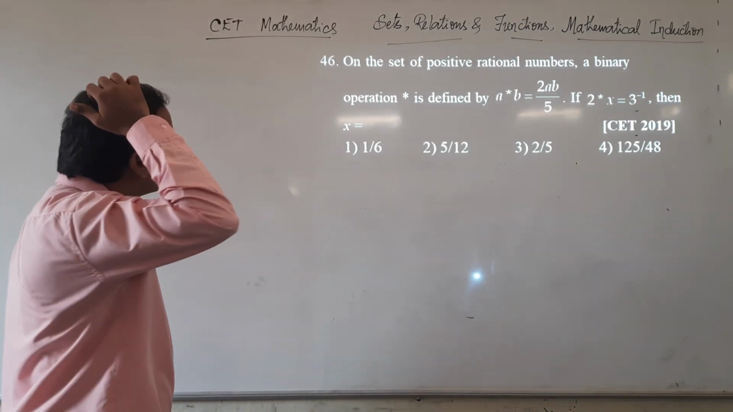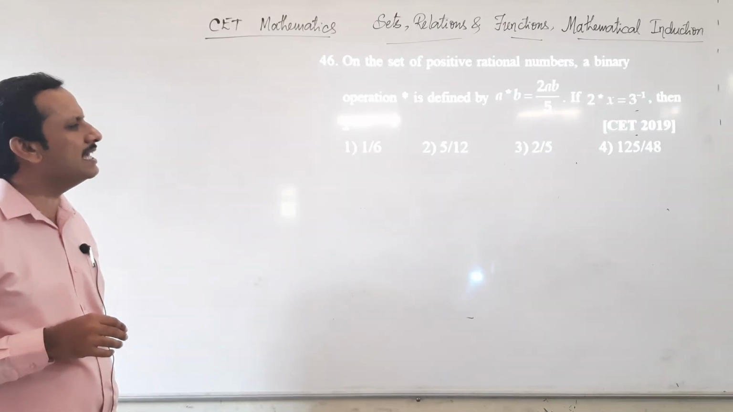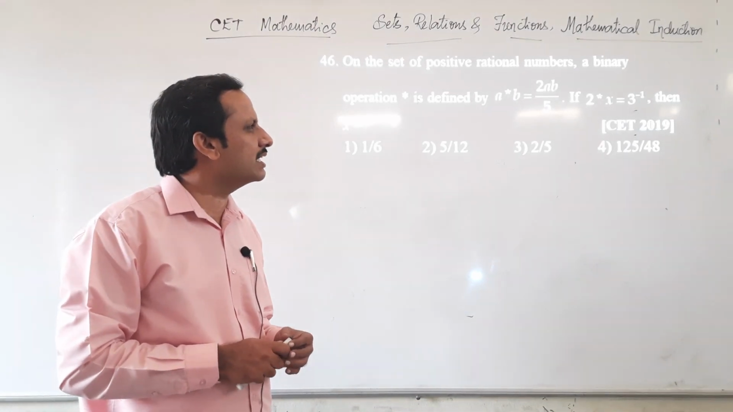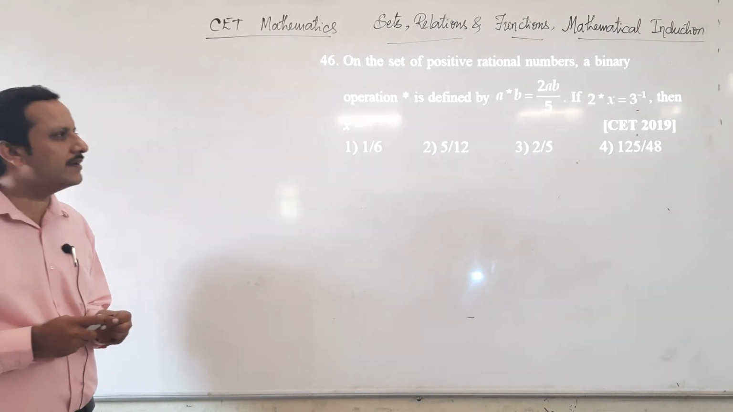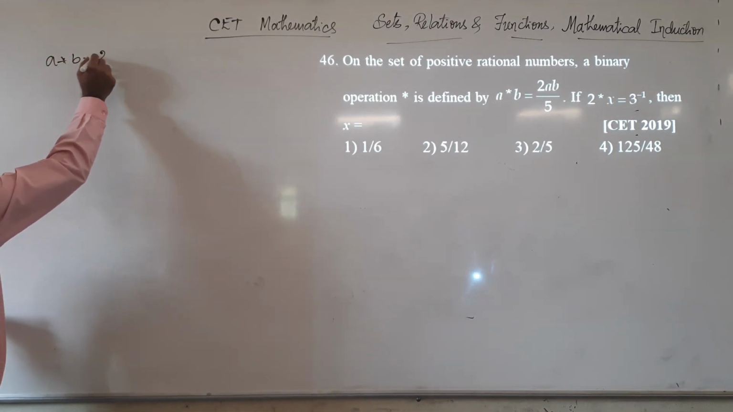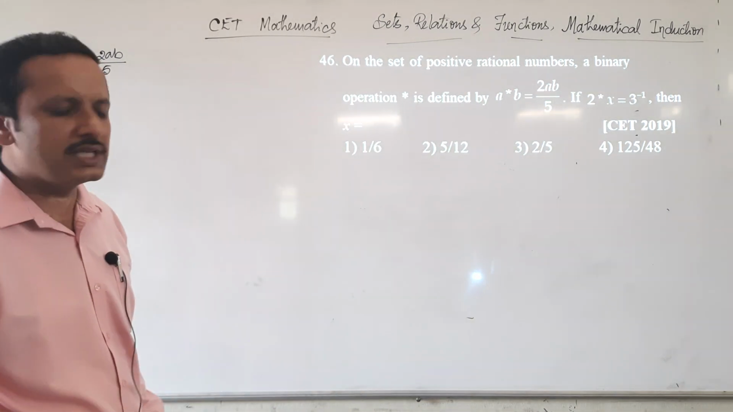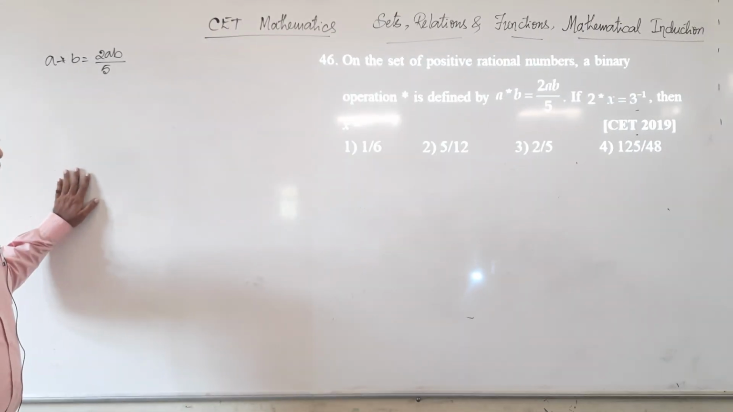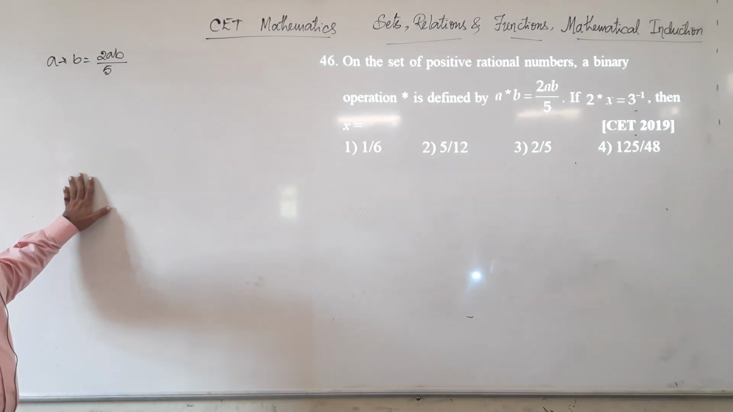Next, on the set of positive rational numbers, a binary operation is defined by a star b is equal to 2ab by 5. If 2 star x is equal to 3 inverse, then x is equal to what? So there we have 3 inverse. A star b is equal to 2ab by 5, and 2 star x is equal to 3 inverse. 3 inverse we have to find out. For that, first we shall find out what the inverse is. Before getting the inverse, we need to find out what the identity is.